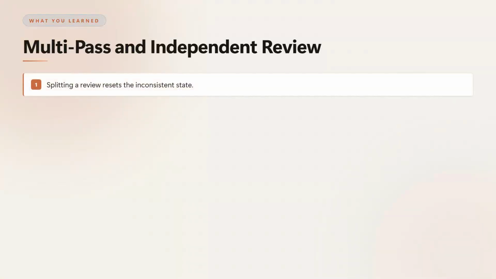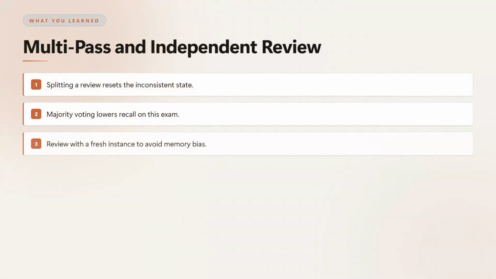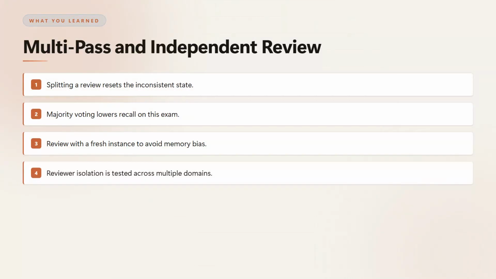You can now split a review that has gone inconsistent, and review with an instance that has no memory of writing it. Remember, majority voting hurts recall here, and reviewer isolation shows up in more than one domain.